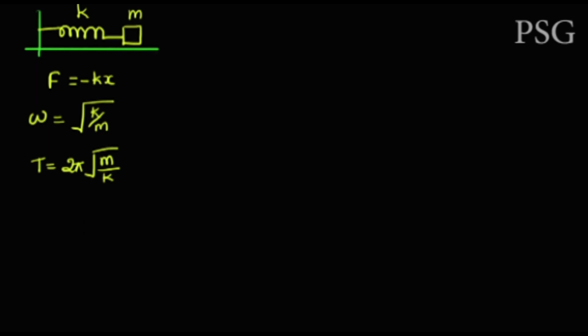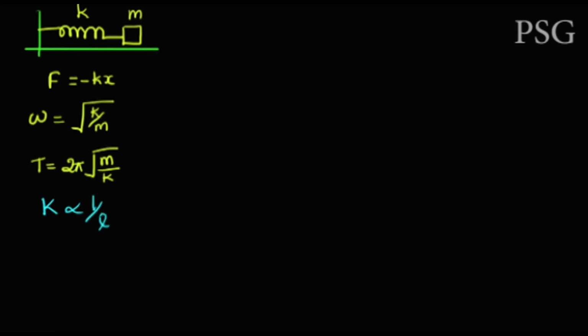And remember that the time period for a spring mass system is independent of acceleration due to gravity. Therefore, for this system with any orientation, whether it is vertical, horizontal or inclined, the time period depends only on the mass and spring constant. This spring constant K depends purely on the material and its geometry, and this K is inversely proportional to the length of the spring.